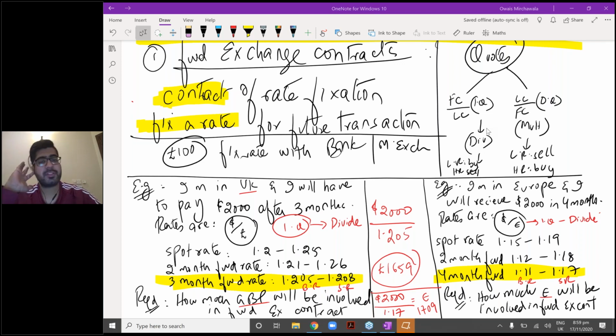Similarly, if it's a direct quote, higher rate is the buying one, lower is the selling one. So write BR and SR. In payment, always buying rate. In receipts, always selling. Alvin, we have already discussed yesterday that if forward rates are not given, then we will be provided data about parity theories. We can find through that.